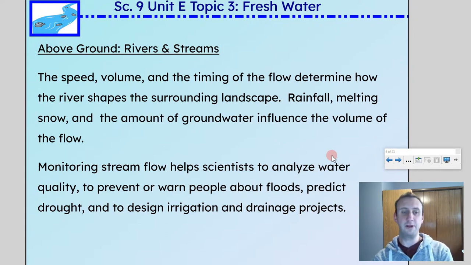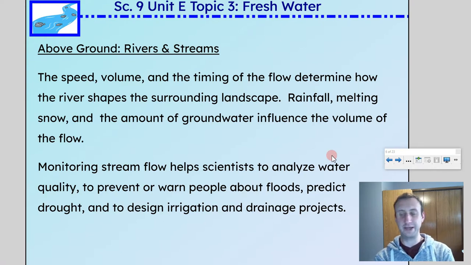So rainfall, melting snow, and the amount of groundwater influence the volume of the flow through a river or stream. And monitoring streams, or rather stream flow, I should say, helps scientists to analyze water quality, to prevent or warn people about floods, predict drought, and to design irrigation and drainage projects. So all the time, different rivers and streams have their stream flow measured. So figuring out how much water is passing through that river or stream provides very important information.